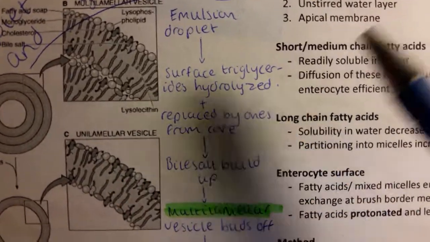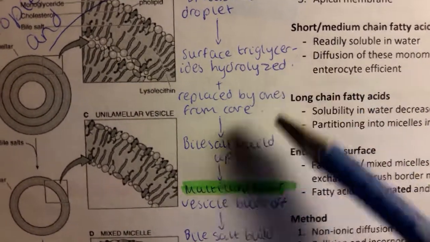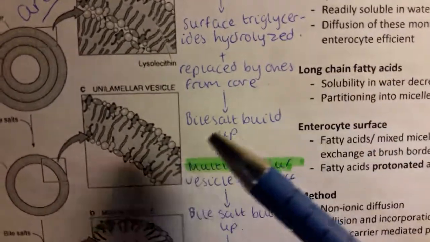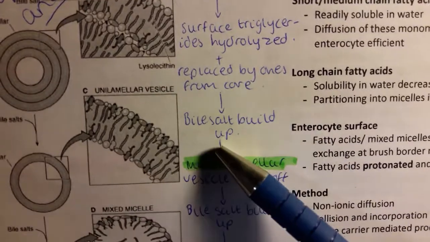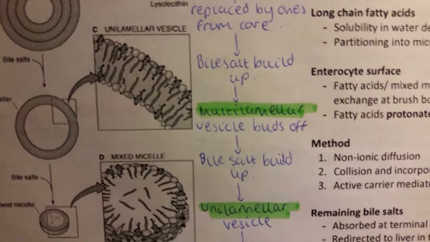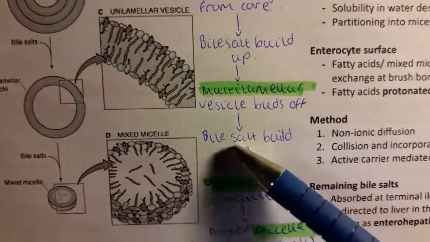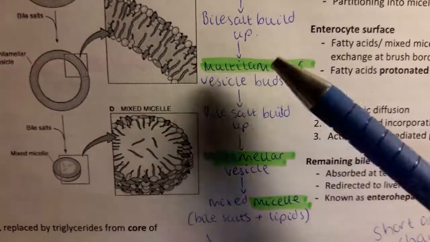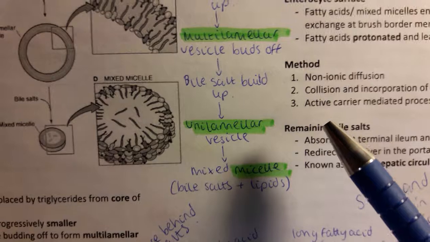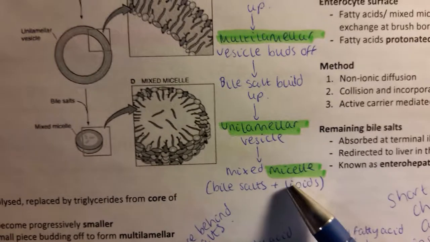And so once these triglycerides are hydrolyzed into fatty acids, they're replaced by ones from the core. Because remember, the core contains the triglycerides and the surface contains the polar heads of the bile salts. And when the bile salts build up further on the surface, you get a multilamellar vesicle. Multilamellar vesicles means multi-layered, and that buds off from the emulsion droplet. And when you've got a further bile salt build up on that and further hydrolysis by the lipases, you then get a unilamellar vesicle, so single layer. And ultimately, you're left with a mixed micelle, which is bile salts plus lipids.